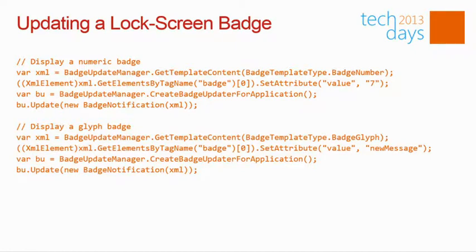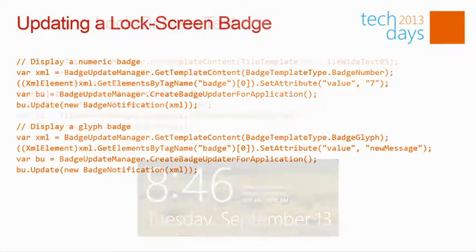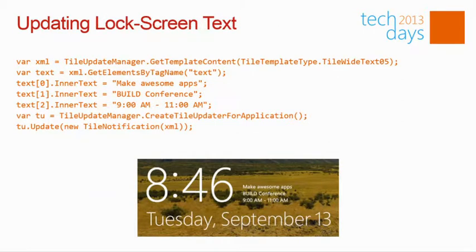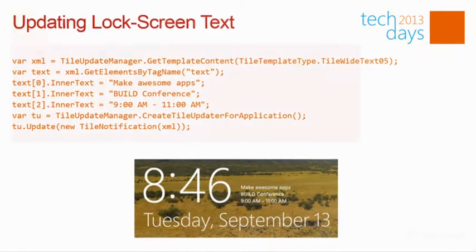If you want to update the text on the lock screen as well, assuming the user has not only added you to the lock screen, but designated you as the one app that's allowed to change text on the lock screen, then you do that this way. You, again, treat the lock screen as a tile. This is the exact same code that we use to update text on an application's tile.